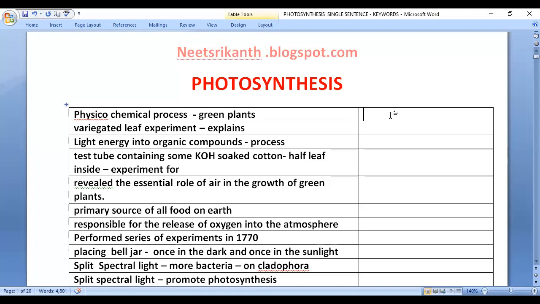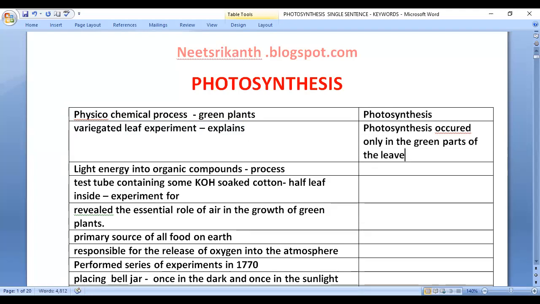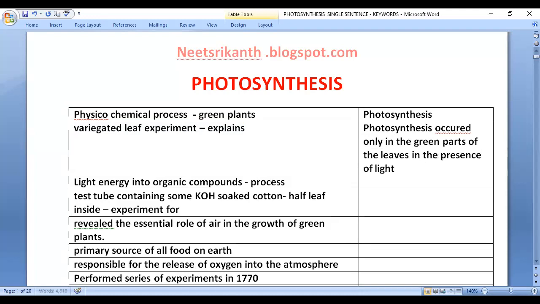The physicochemical process which occurs in green plants we call photosynthesis. The variegated leaf experiment explains photosynthesis occurred only in the green parts of the leaves in the presence of light. The process of converting light energy into organic compound is called a physicochemical process.